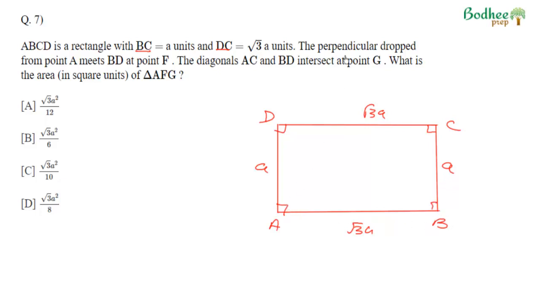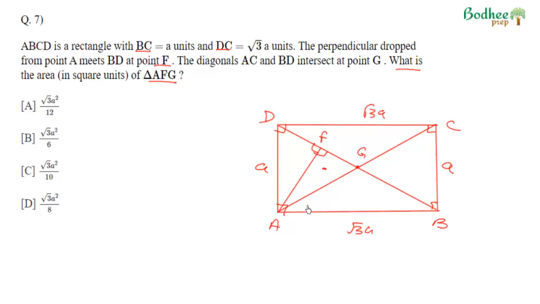Further, it says that the perpendicular drop from point A meets BD at point F. So we have to join BD. So perpendicular has been dropped here, which is meeting at F. So obviously this will be 90, this will be 90, correct? And the diagonals AC and BD intersect at point G. So if I draw diagonal AC, then this is the point G, correct? Now, what is the area of triangle AFG? So we have to focus on this triangle.